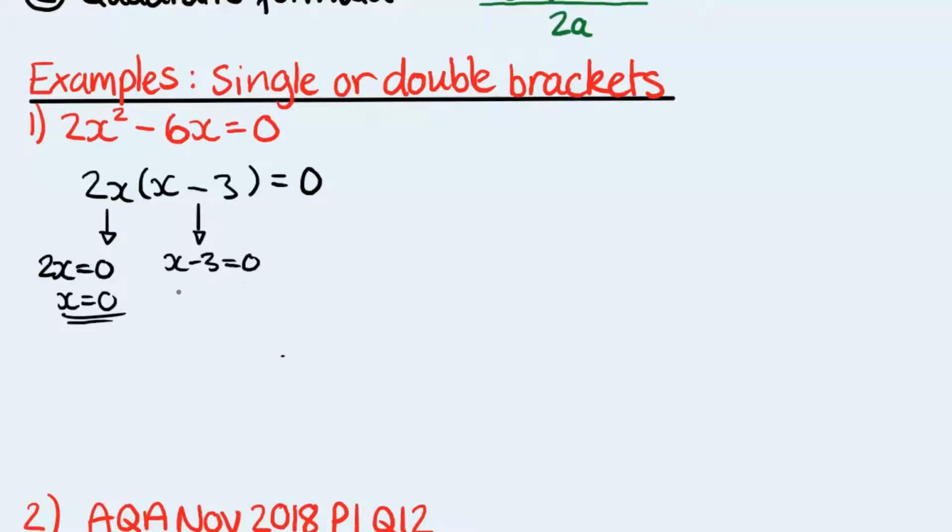So let's take the minus 3 to the other side. We have x is equal to 3. So that's the second value of x. So we can quickly draw that. So if you're ever asked to draw a parabola in a graph, just make sure you label both axes, so x and y. So the first root is x is equal to 0, then the second root is x is equal to 3.